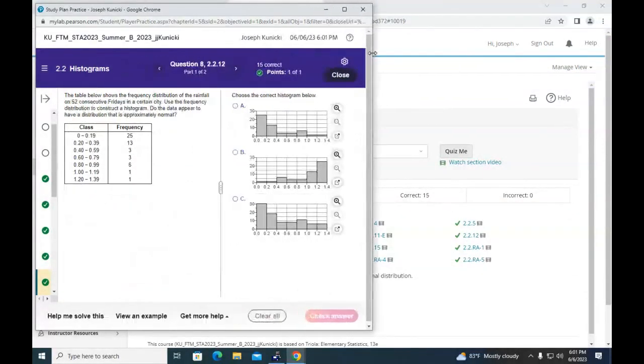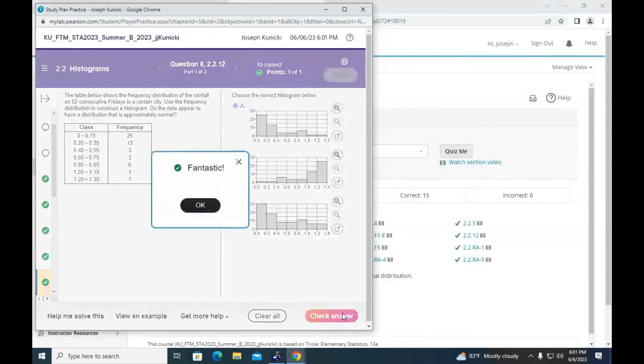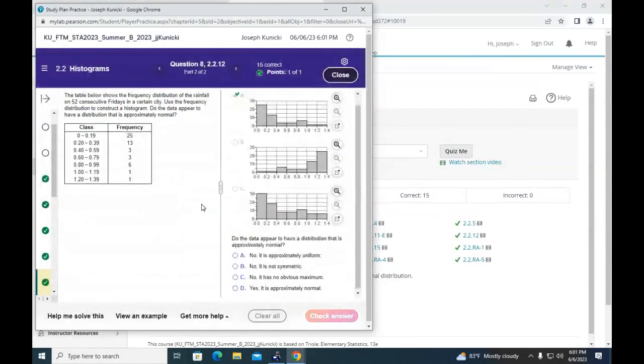Okay, so for this one, they gave us the frequency table. We don't have raw data. So we can eliminate B because it starts at 25. We can eliminate C because it starts at 30. So it has to be this one, 25. See, all you got to do is just take the first class and figure out that A is the answer. And then they'll have a second question.